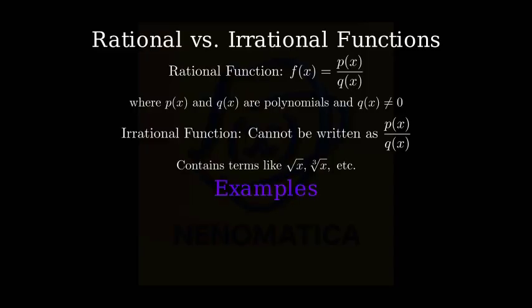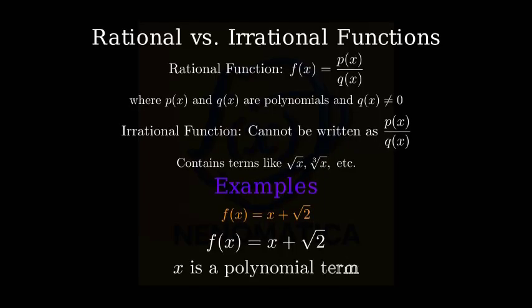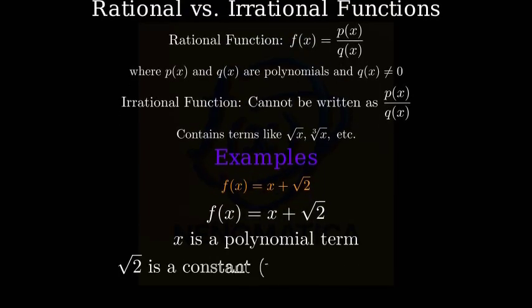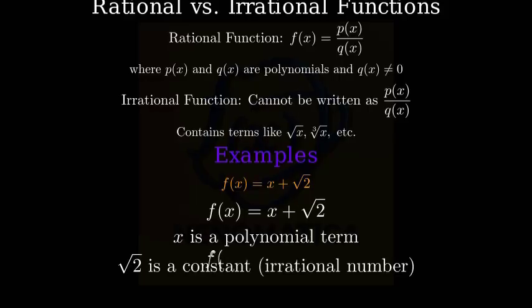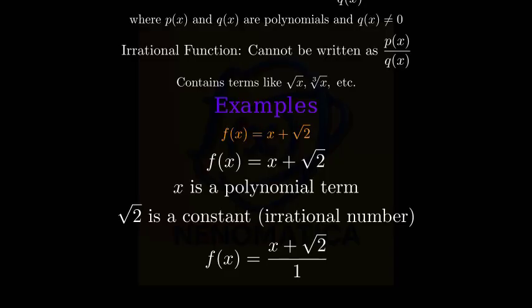Now, let's look at some examples to determine whether each function is rational or irrational. Let's examine our first function. f of x equals x plus the square root of 2. To determine whether this function is rational, we need to check if it can be written as a quotient of two polynomials. Let's analyze the components. First, x is a polynomial term of degree 1. Second, square root of 2 is just a constant, but it's an irrational number. However, an irrational constant doesn't make the function irrational by our definition.